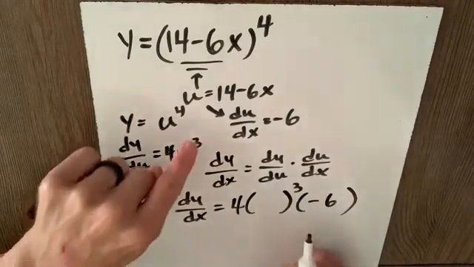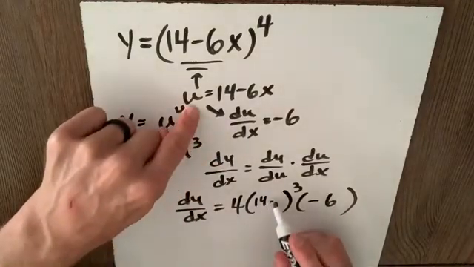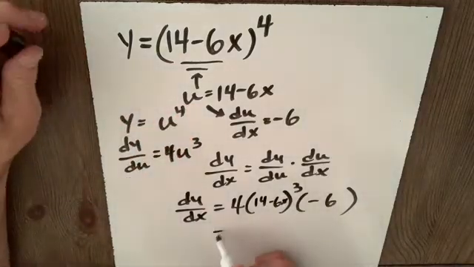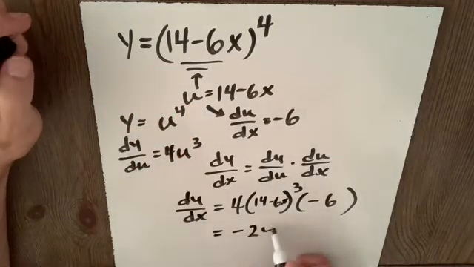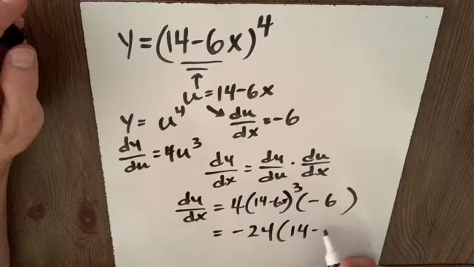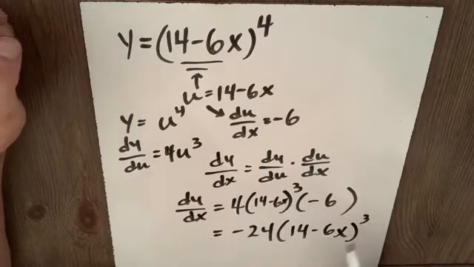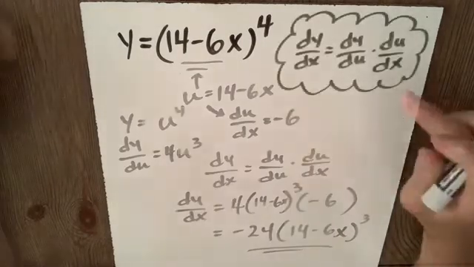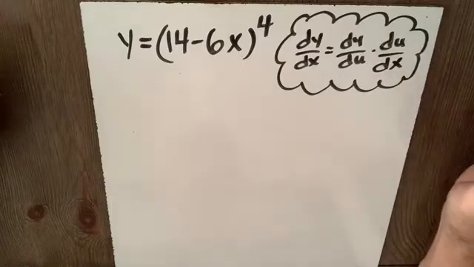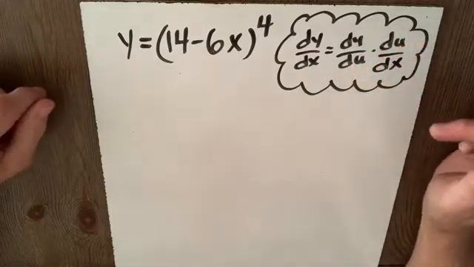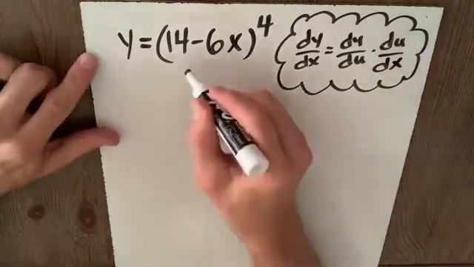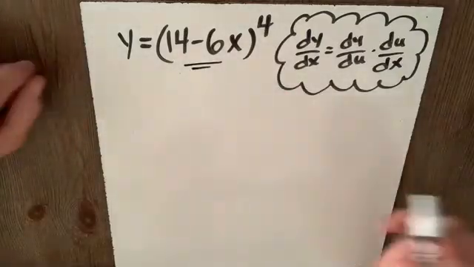And what was u? We defined u as 14 minus 6x. So I could make this negative 24, 14 minus 6x cubed. And there is my derivative. Now that is the chain rule. Could I do this without actually going through the steps of letting u equal something? Sure. I just recognize that's not just x.